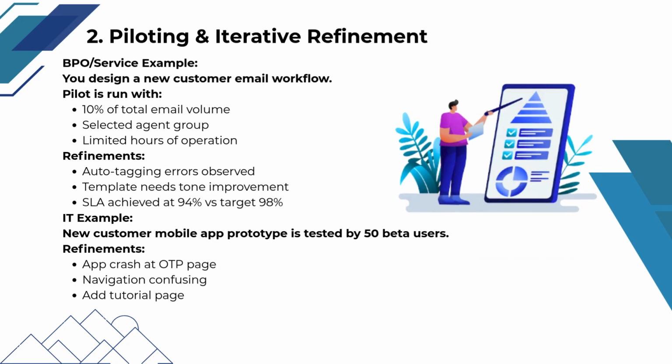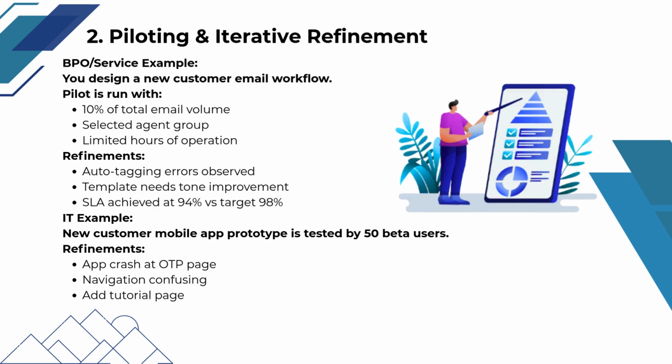In a BPO or service environment, piloting a new customer email workflow may involve running it with only 10% of the total email volume, a selected group of agents, and limited operating hours. The pilot can reveal issues such as auto-tagging errors, the need to improve the tone of email templates, and SLA achievement reaching only 94% against a 98% target, leading to refinements in tagging logic, content design, and workflow rules.